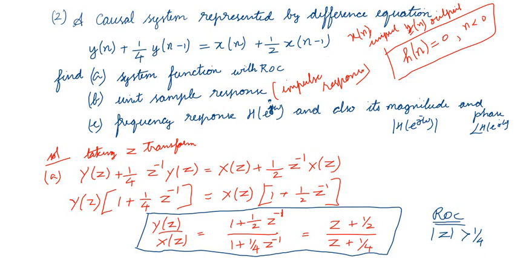Okay, very important step. They say it is a causal system. For a causal system, the ROC should be greater than the largest pole magnitude. Here the pole is minus 1 by 4, right? Magnitude of the pole, so magnitude of z should be greater than 1 by 4. This is very important for system function with ROC. If they say it is an anti-causal system, then the ROC becomes less than 1 by 4. That is very, very important, right? Since it is a causal system, the ROC is greater than 1 by 4.